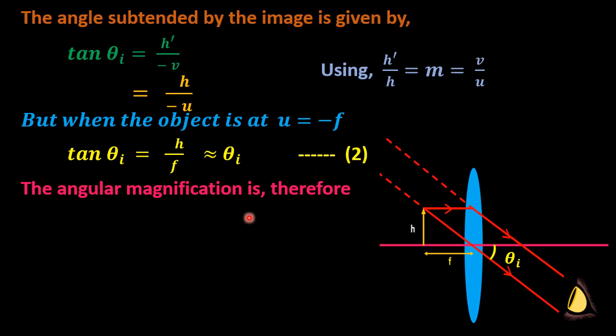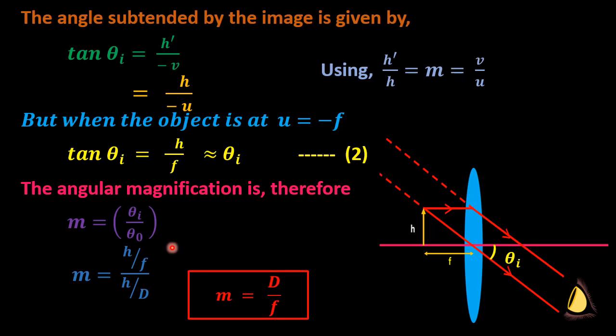Now the angular magnification is given by m equals theta I by theta 0. Using equation number 1 and 2, we get m equals D by f. So this is the angular magnification formula.